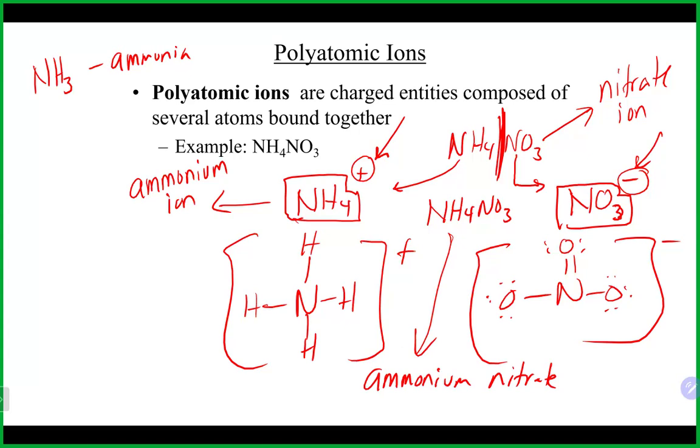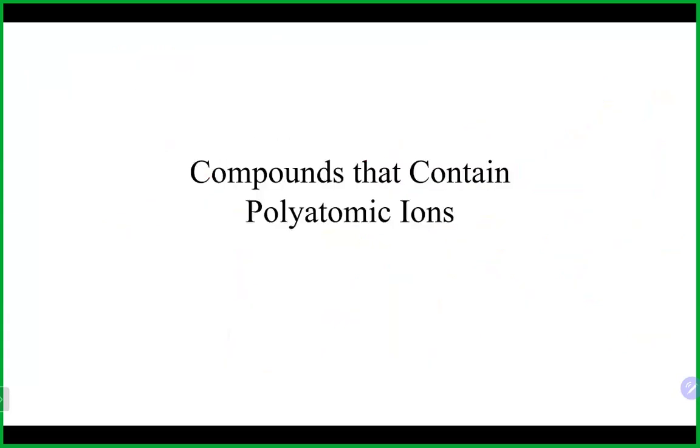They also have fixed charges. So nitrate will always be -1 no matter what the situation is. Ammonium will also always be +1 no matter what the situation is as well. Now, I will say that ammonium here is probably one of the few positive polyatomic ions that you'll come across. Most polyatomic ions are actually negatively charged. So I would say probably 99% of the time when you're dealing with a polyatomic ion, you will have it hooked up with a metal. So most of the time you'll have a metal and a polyatomic ion together.